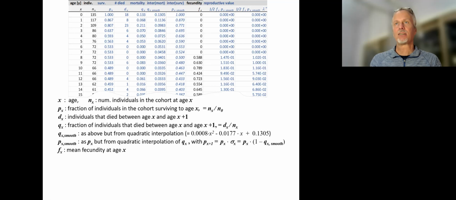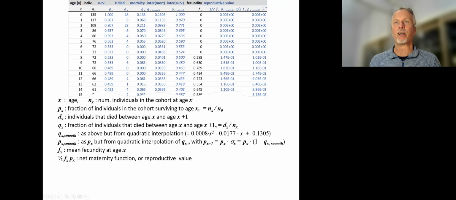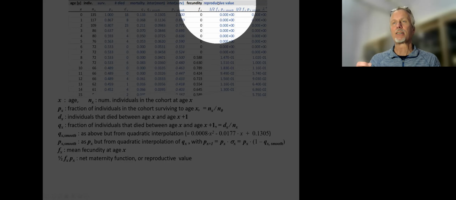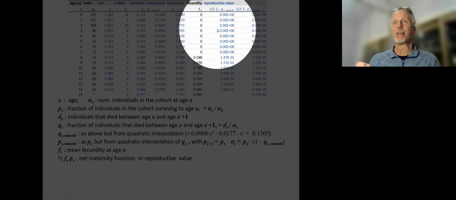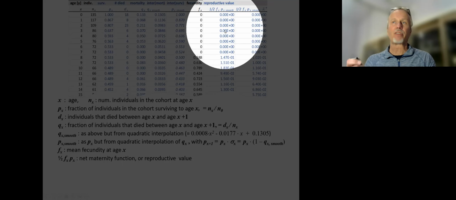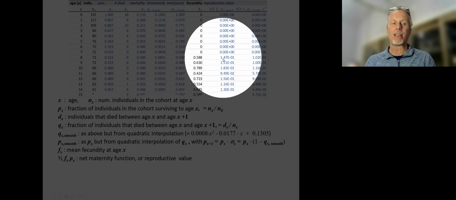And this is what we had already, given by the authors of the paper. So we can then compute for each age class one half times fx, which is the net fecundity, so the number of female offspring generated by a female at age X, multiplied by the probability of surviving until age X. Of course, these values are equal to 0 until age 8, that is the age at first reproduction.